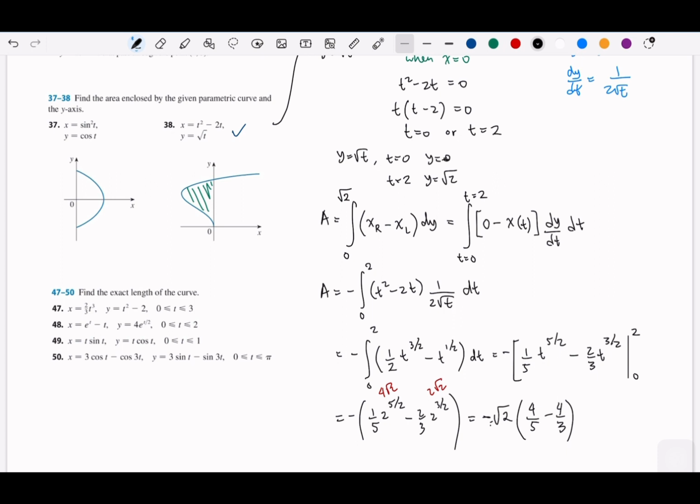Maybe one more question from the arc length here. But I think you could skip the 49. So 47, 48, or 50. Any question first for this part, the area?